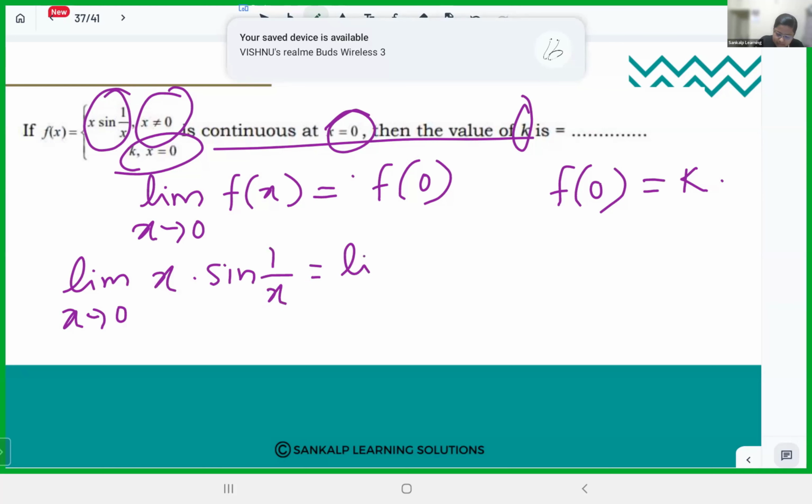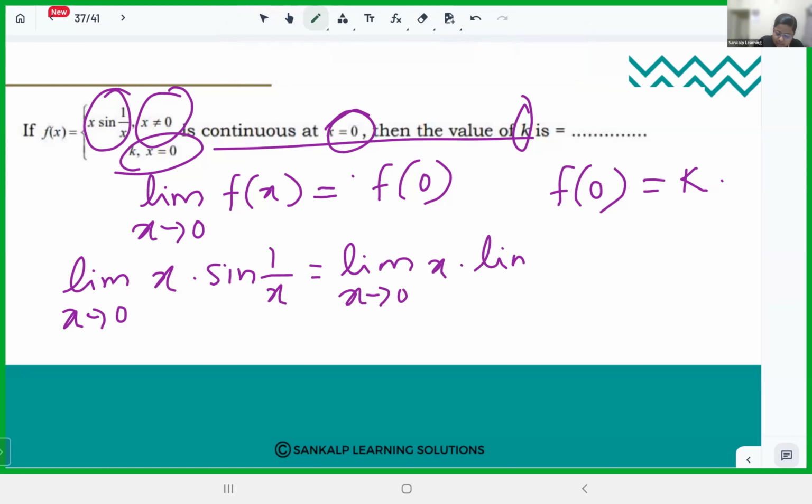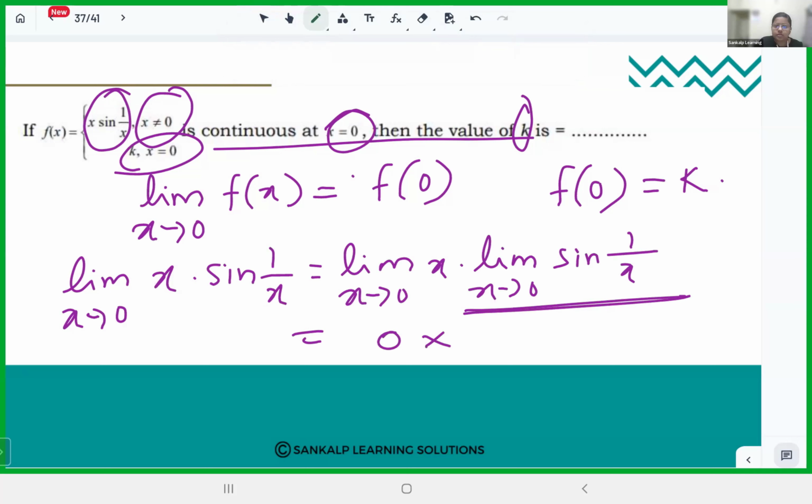So we can split the limit, right? Limit as x tends to 0 of x, into limit as x tends to 0 of sine 1 by x. What is the limit as x tends to 0 of x? It is nothing but 0. 0 into this one. What is the value of this one? It is sine 1 by x. If x is equal to 0, then it is not defined. It will become 1 by 0, so it will become infinity. So it is not defined, or it is an infinite number.